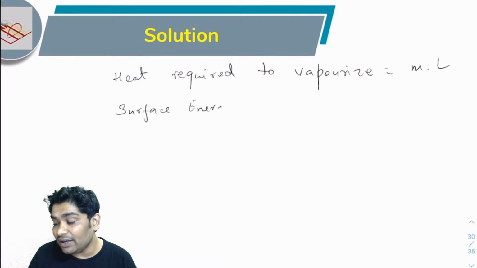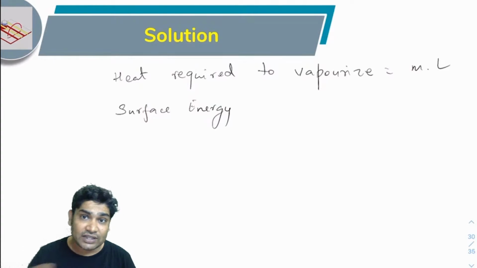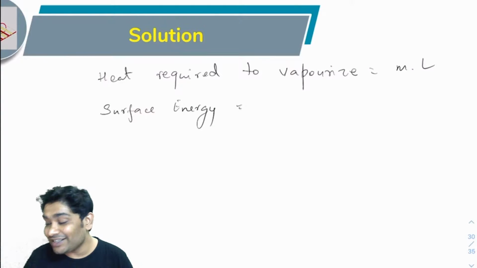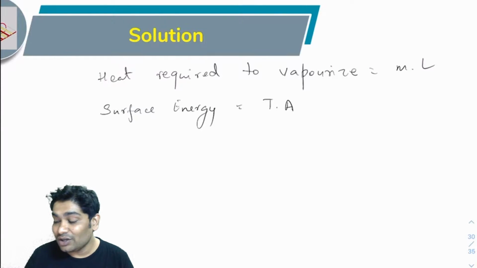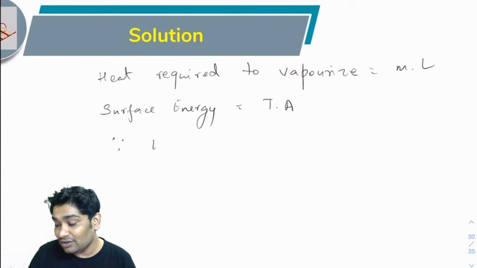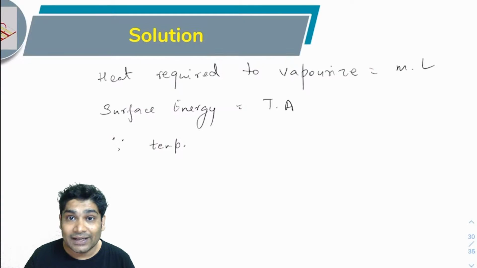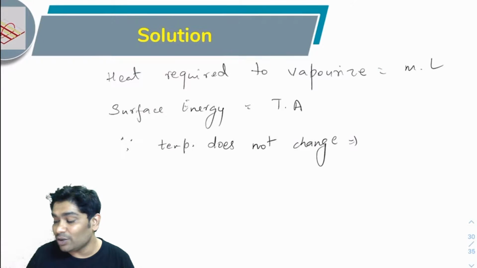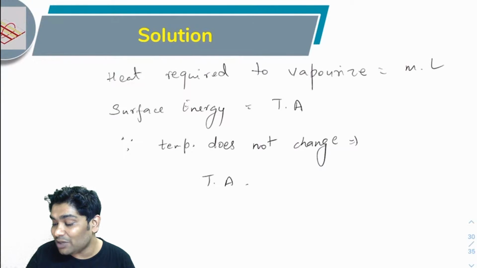I am saying that if the temperature does not change, all the surface energy is only going into vaporization. Surface energy is T times area. So all you need to do is equate these, since temperature doesn't change. All this surface energy in evaporation would be going into the latent heat only. So T into A must be equal to M times L.